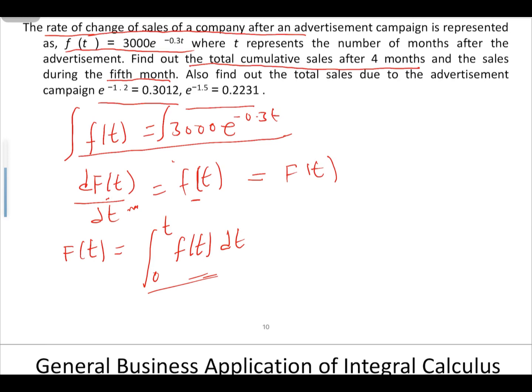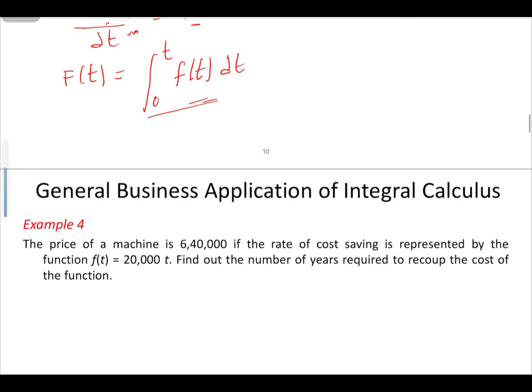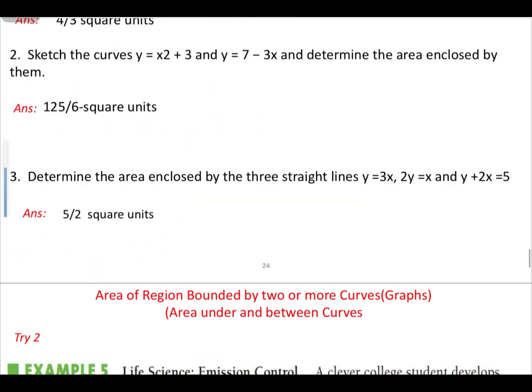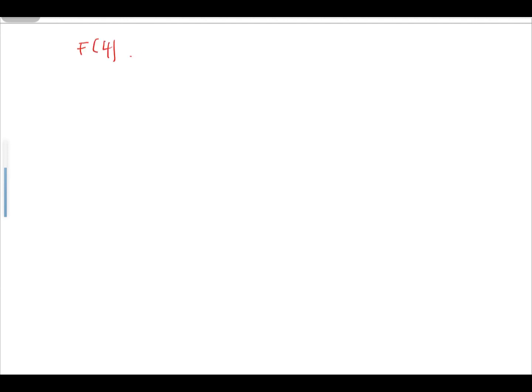In solving it further, we are going to say that the total cumulative sales after 4 months can also be given as F of 4 equal to the integral from 0 to 4 of small f of t dt. In doing further simplification, we are going to get the integral from 0 to 4 of 3000 e to the power negative 0.3t dt.